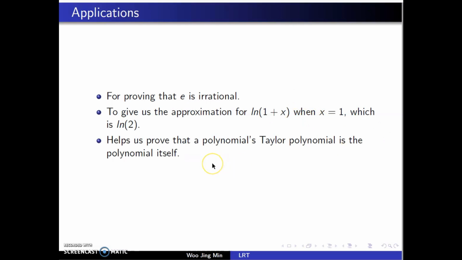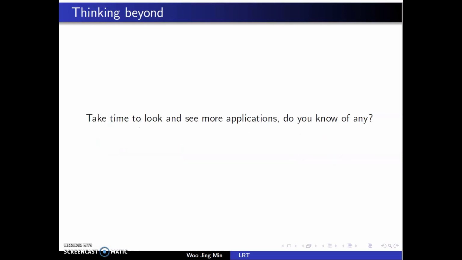And yes, it also helps us prove that a polynomial's Taylor polynomial is the polynomial itself, which is rather convenient when you think about it. It helps us make sure that all our math is nice and tight. So just to think beyond this, take time to look and see more applications. Do you know of any? This is just to build some of your curiosity about mathematics.